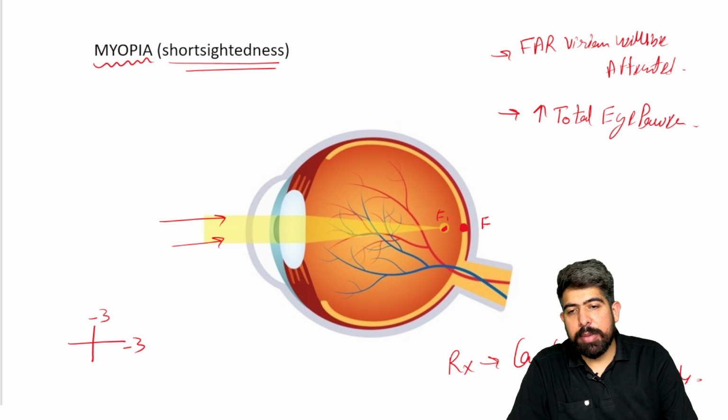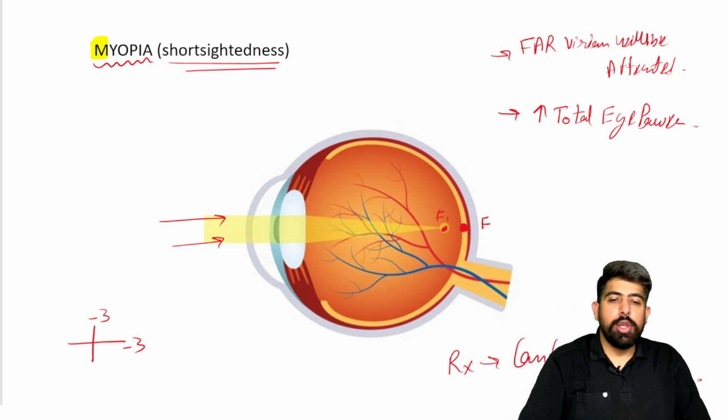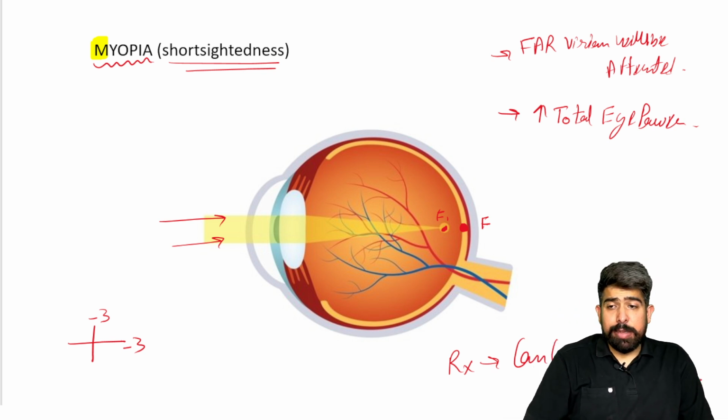For remembering it, just remember the first letter: myopia has the letter M, and the minus lens will be used in it. Minus lens will be used in it, right? This is about the myopia.